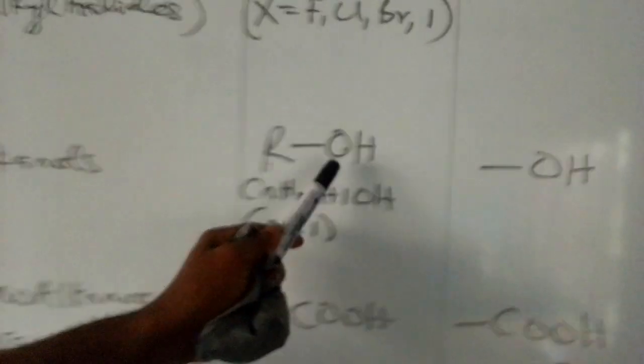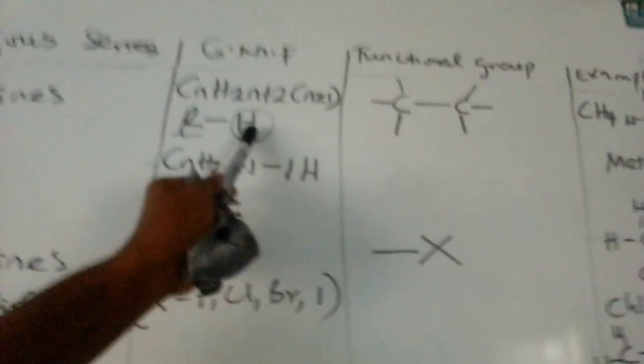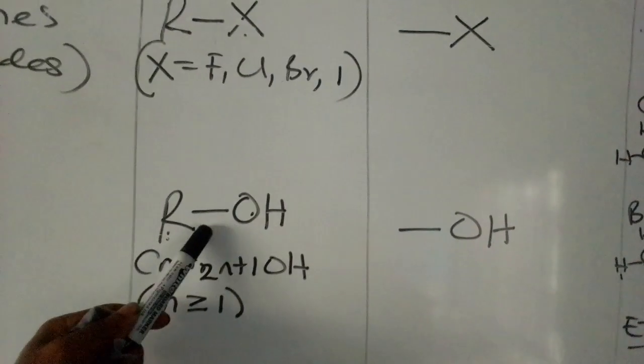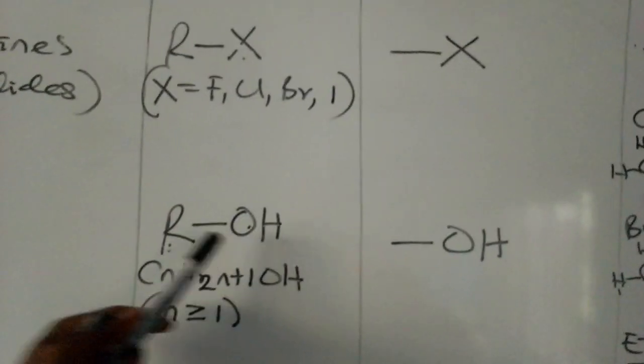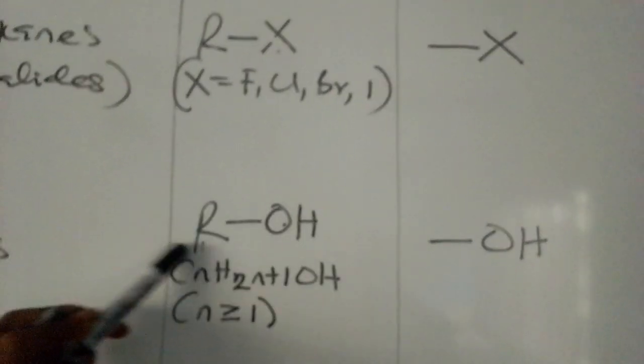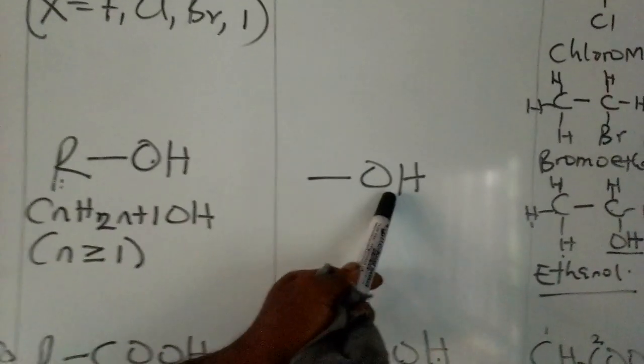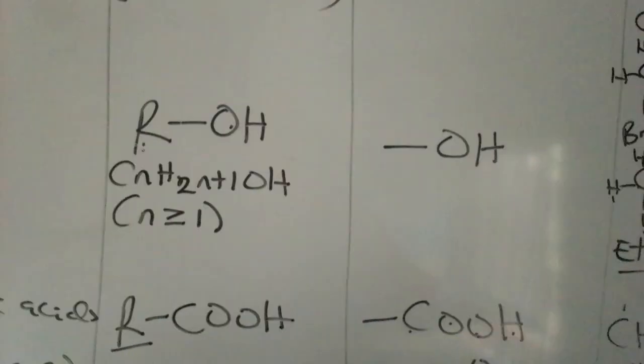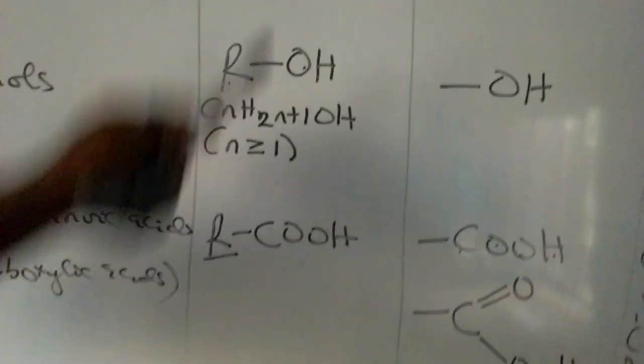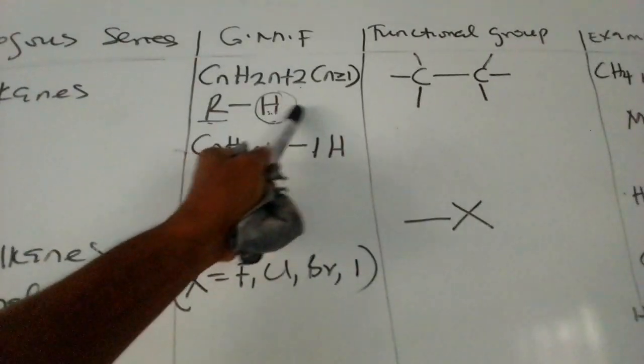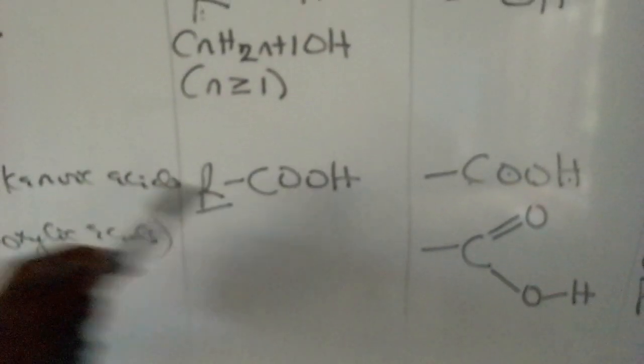Going to this one, this is alkanol. To get the alkanol general formula, remove a hydrogen from the alkane and bring in OH, called the hydroxy group. To get the functional group, detach the alkyl group, remove the R, we now have OH, the single bond called the hydroxy group.